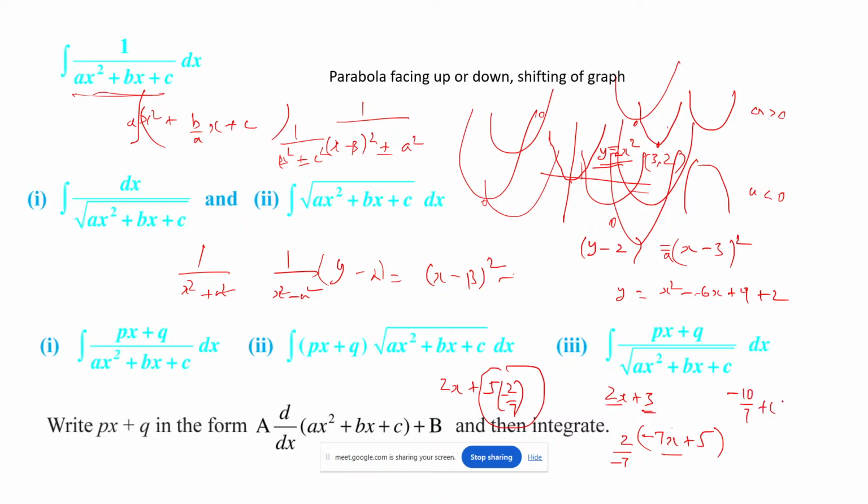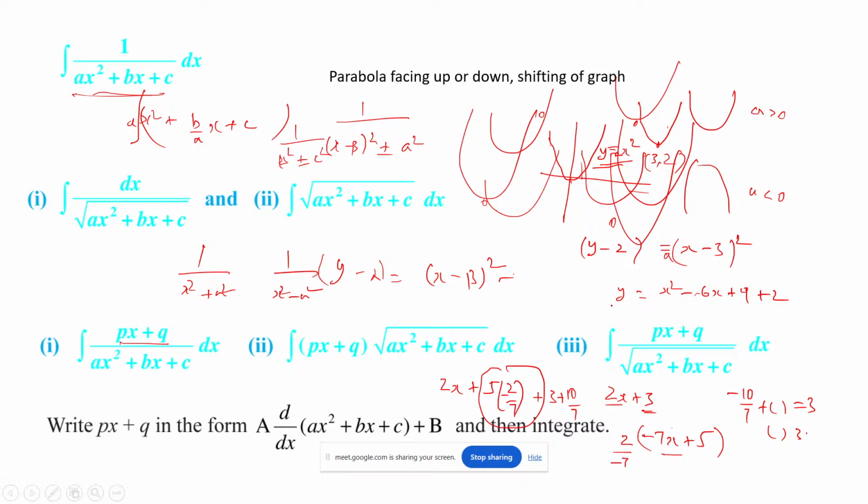Minus 10 by 7 plus something should be equal to 3. So this something should be equal to 3 plus 10 by 7. Basically, whatever you have subtracted, you have added, 3 plus this one. So now what you have done is, this numerator, you are able to express in terms of something into the differential of the denominator plus some constant. Understood?